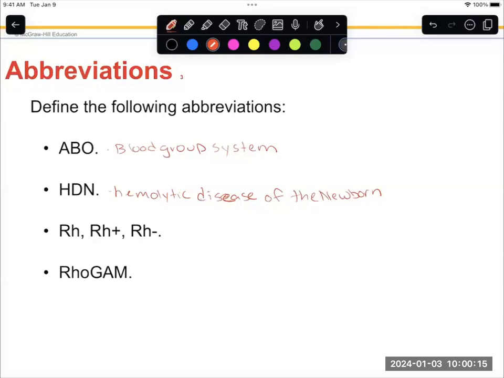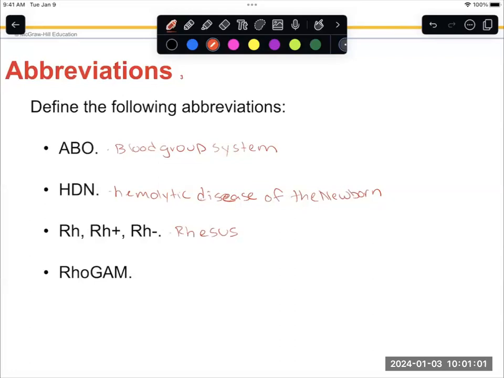Rh stands for rhesus. I did not spell that right. Let's fix that spelling. There we go. So somebody who has Rh positive means they have, this is a different type of cell marker found on those blood cells. So if they have Rh positive, means they have that Rh marker on their blood. Rh negative means they do not have that marker on that red blood cell.